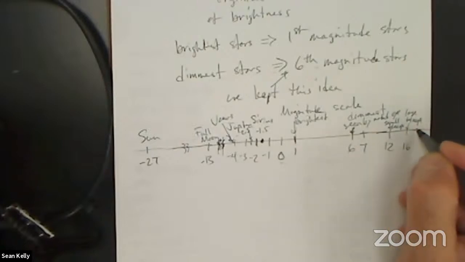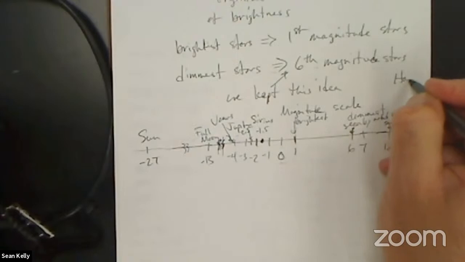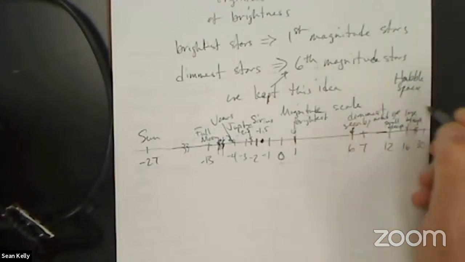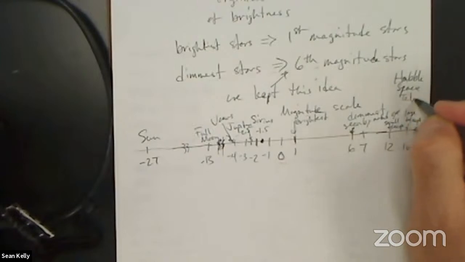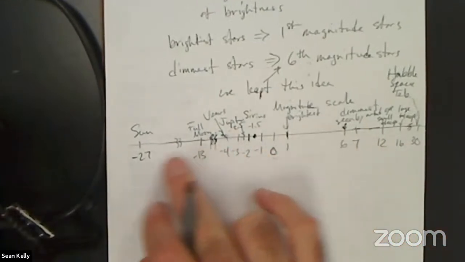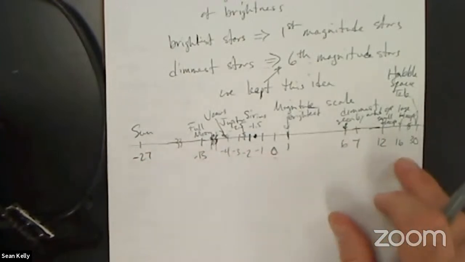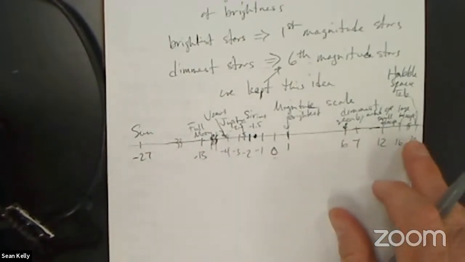And the best telescope in the world is about positive 30. And that would be the Hubble Space Telescope. That would be about positive 30. Okay. So the brighter it is, the more negative it is, or the lower it is on the scale, and the dimmer it is, the higher it is on the scale.